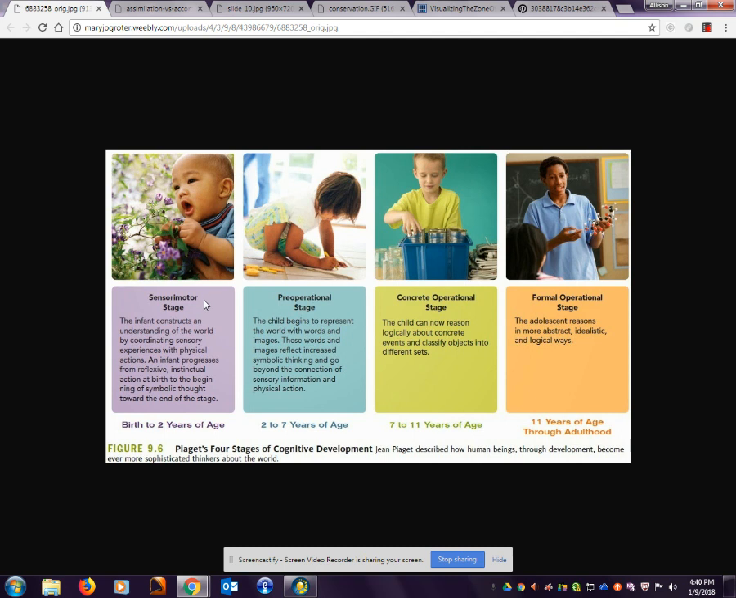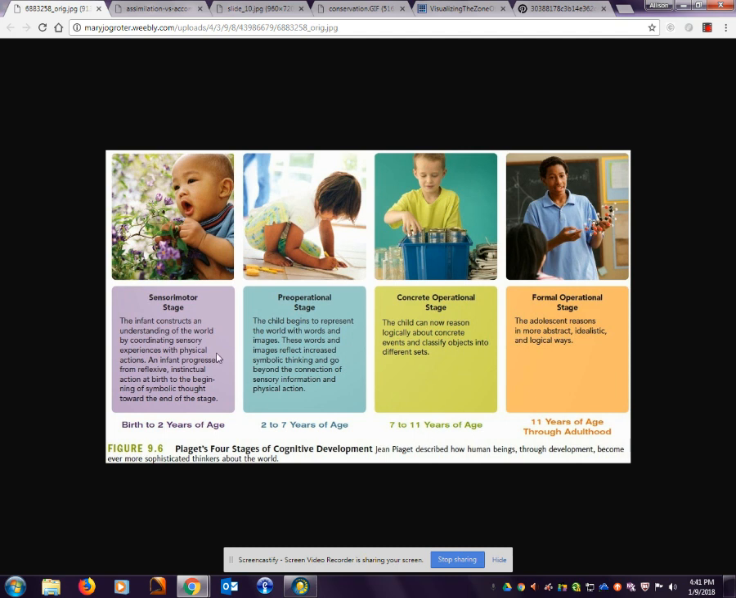Whichever way you like to help yourself remember the order that these go in. Sometimes you'll be asked to just come up with, okay, a child is 8. Which stage is he in? So you'll need to know which order these are. So you're going to be able to remember these pictures and sort of remember what they're doing at each stage.